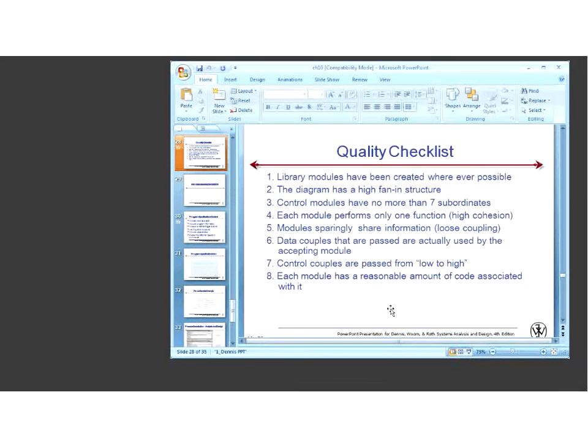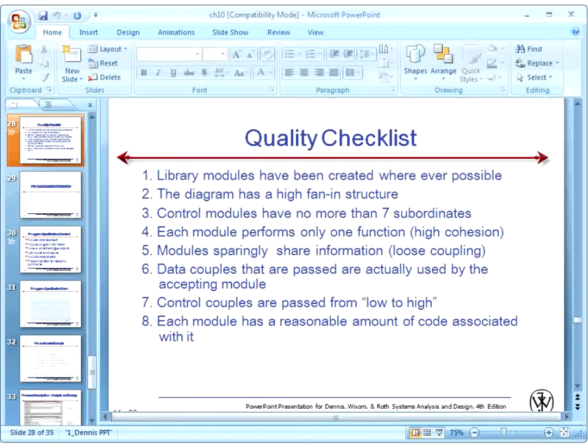That's all from chapter 10. So that's this week's contents.